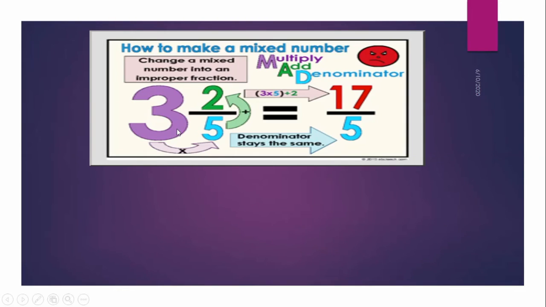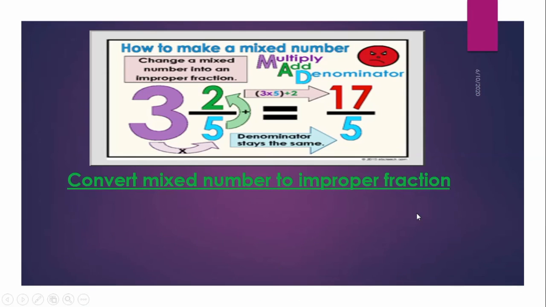Now again take another example, 3 and 2 over 5. We call this method a math. How to make a mixed number: a math means multiply, order of operations, a means add, and d keep the same denominators. So we have steps again how to change from mixed number to improper fraction.